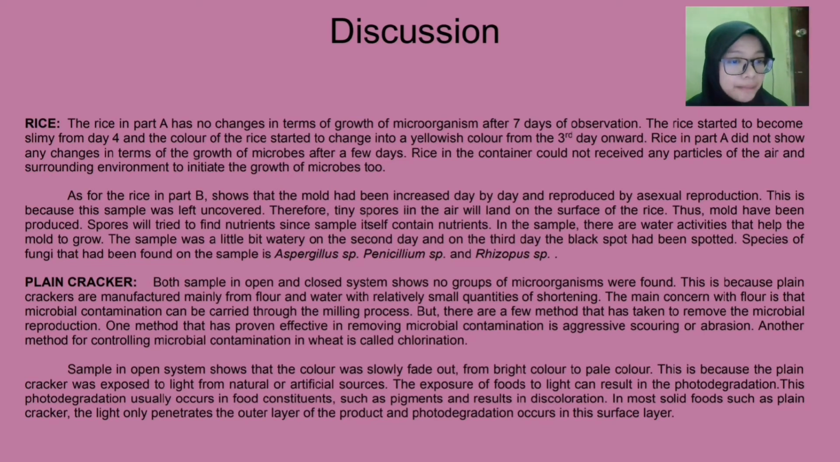Next, for the plain cracker sample, we can see that both samples in open and closed system show no groups of microorganisms. This is because crackers are manufactured mainly from flour and water. As for the sample in open system, we can see that the color of the cracker slowly faded from bright color to pale color. This is because the cracker was exposed to light from natural or artificial sources. Thus, the exposure of cracker to the light can result in photodegradation.